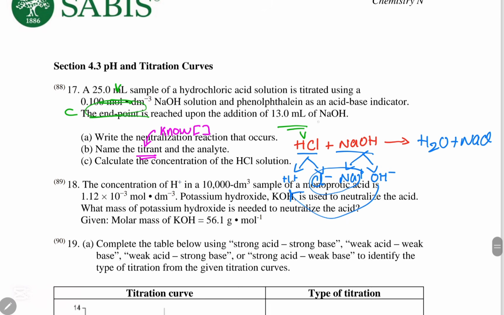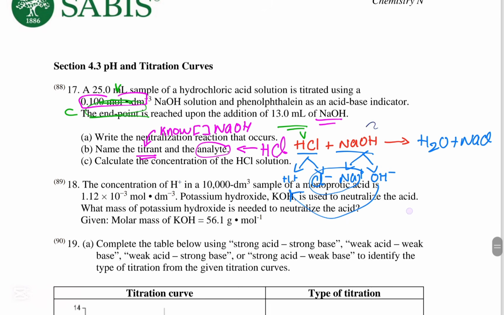Looking back, they only give us the concentration of NaOH. That means NaOH is our titrant. The analyte is the solution of unknown concentration. So the analyte in this case is the HCl because they did not give us the concentration of HCl. Now they want us to calculate the concentration of the HCl solution.